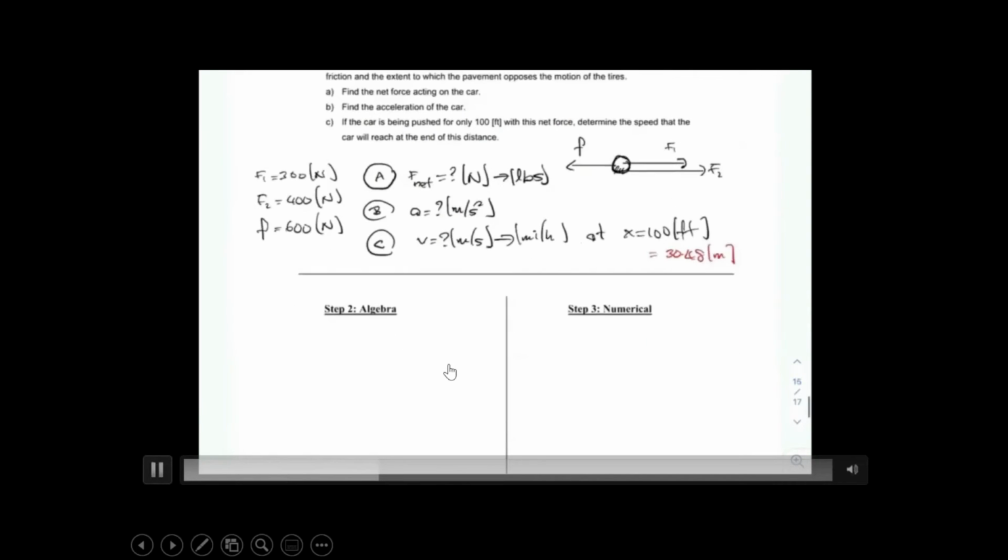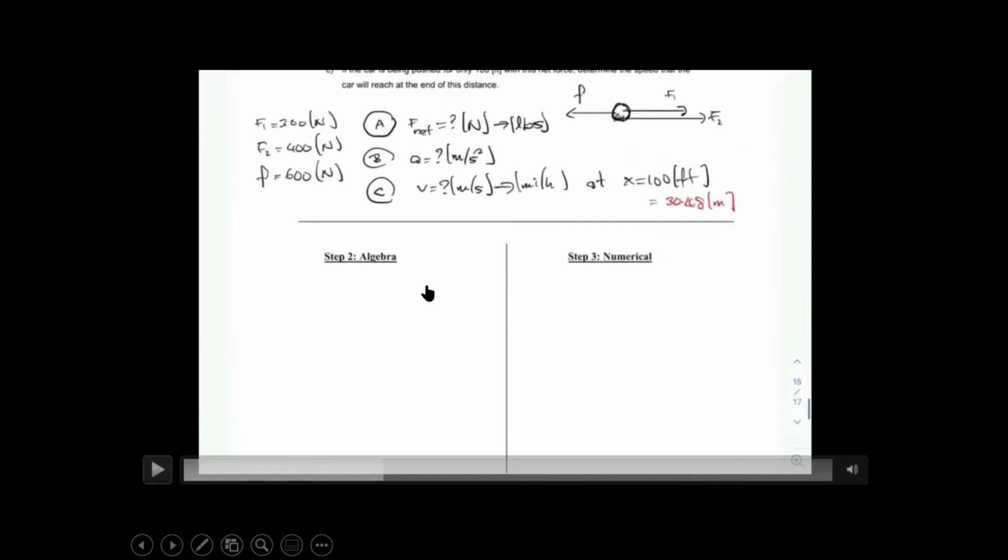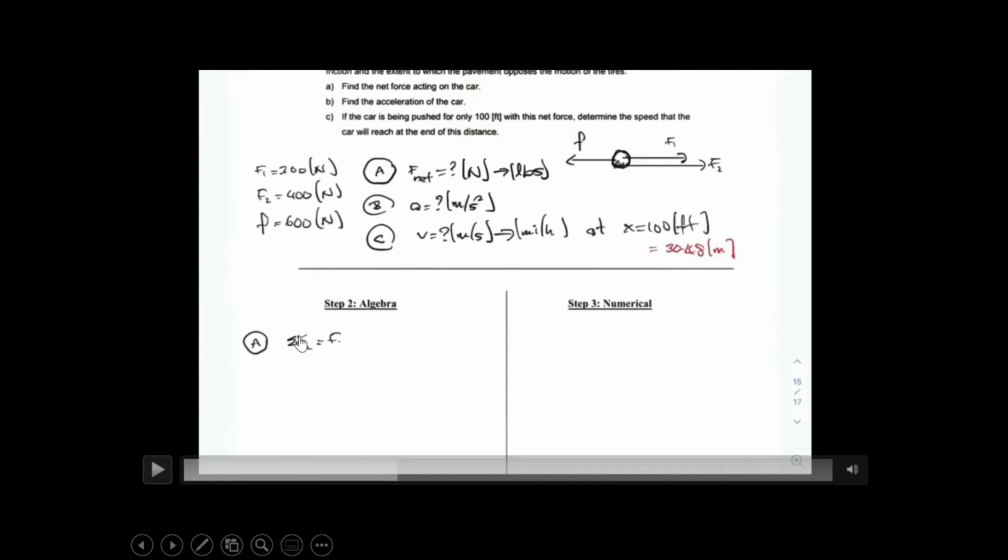Okay, net force is the summation of all forces in the x direction. So sum up the forces. F1 and F2 will be positive. Lowercase f is going to be negative. And then the numbers: you've got 300 plus 400 minus 600.